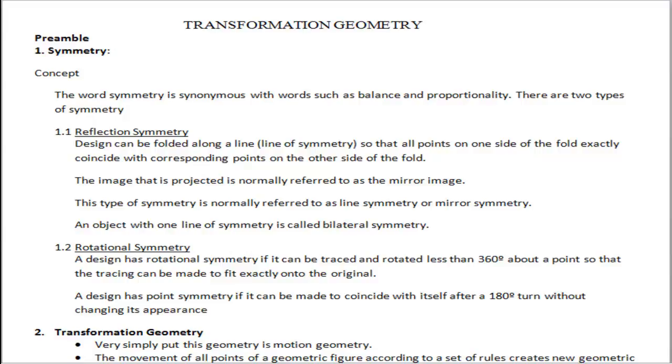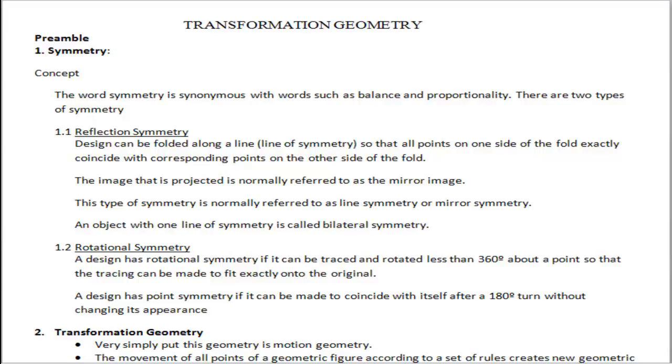Reflection symmetry: the design can be folded along a line of symmetry, so that all the points on one side of the fold exactly coincide with the corresponding points on the other side of the fold. Rotational symmetry: the design has rotational symmetry if it can be traced and rotated less than 360 degrees about a point, so that the tracing can be made to fit exactly onto the original.